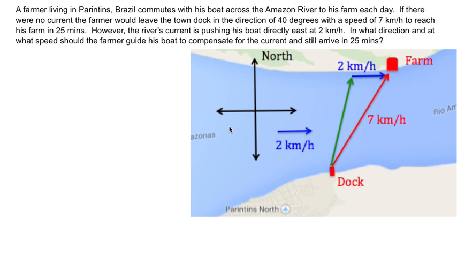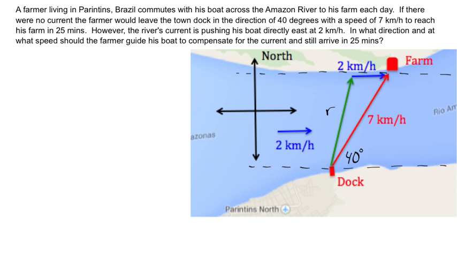Okay? So we need to find out, in the problem we know his farm is 40 degrees from the edge of the river. But he needs to go a little bit further than 40 degrees to compensate for the current. So what we need to find out is, first of all, let's find the magnitude. Let's call this R for the rate that he needs to paddle.